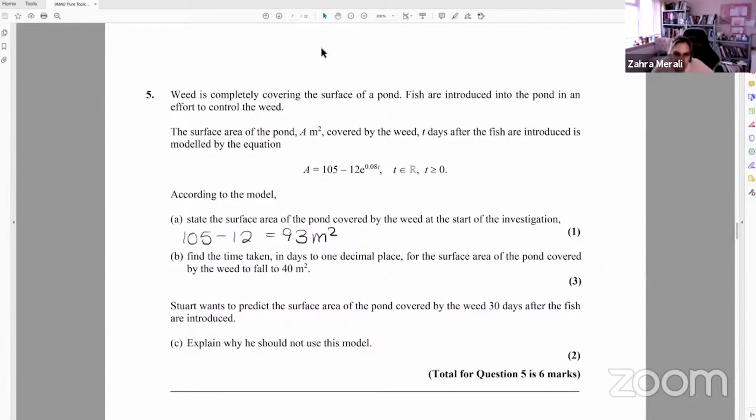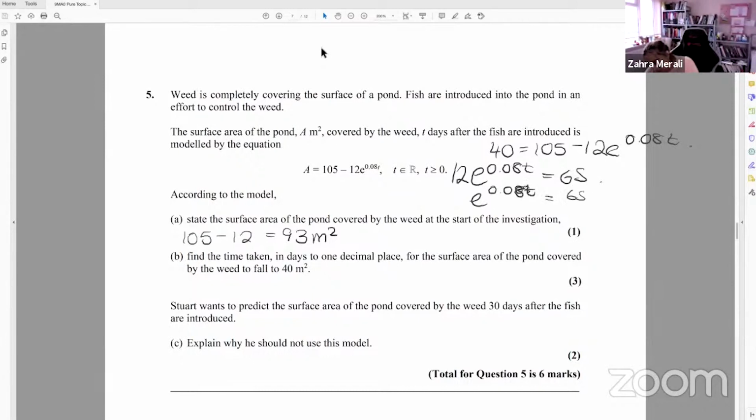So find the time taken for the surface area to fall to 40. So we're going to make this whole thing equal to 40. So we've got 40 equals 105 minus 12e to the 0.08t. So when we rearrange that, we get e to the 0.08t. Actually, let's just do it this way. So 12, move that onto the other side. 105 minus 40 to give us 65. So 12e to the 0.08t equals 65.